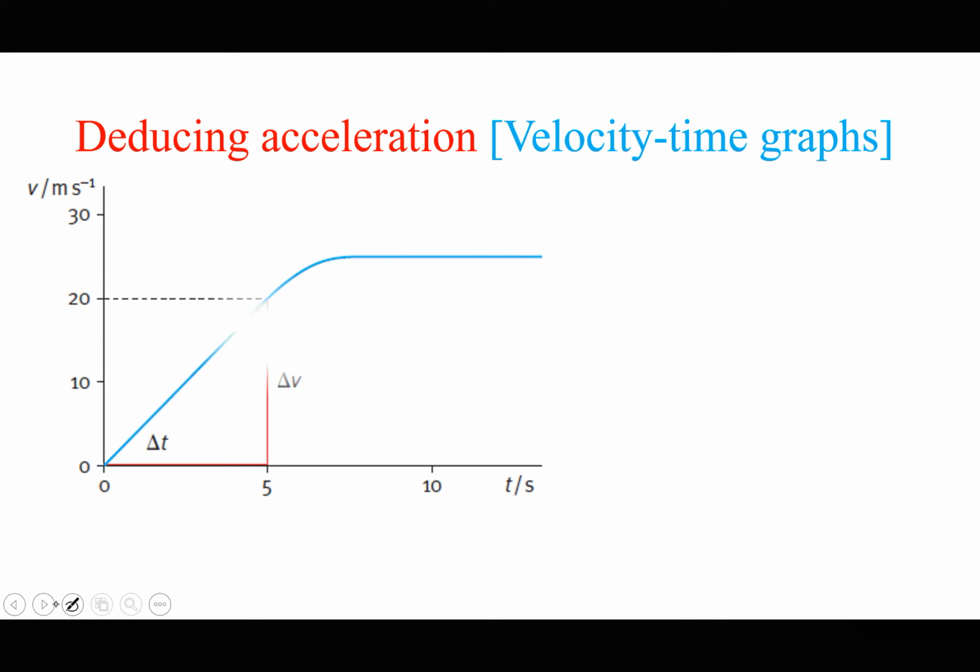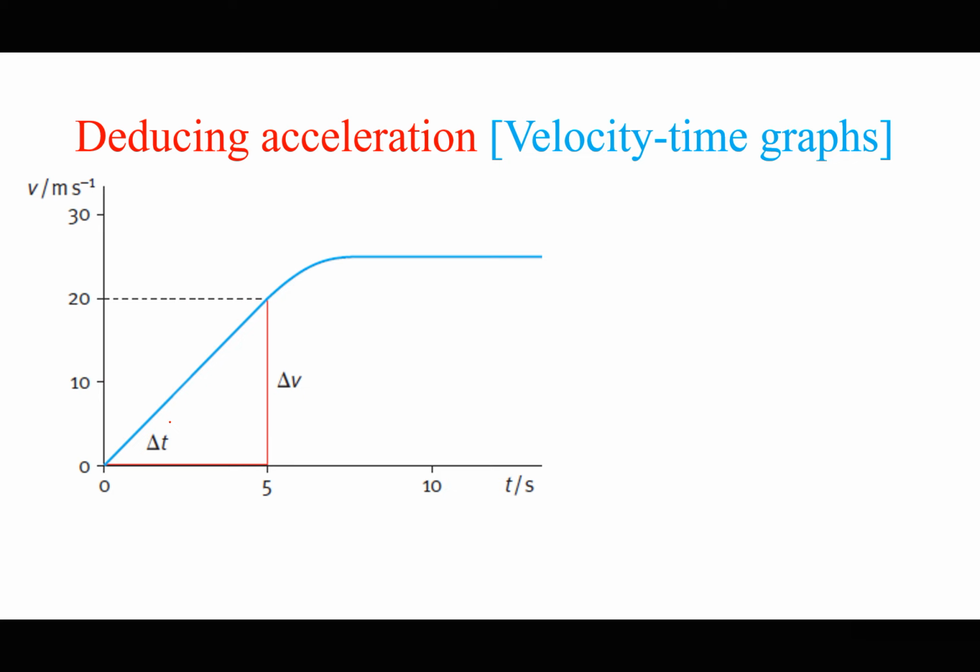We have already said that the acceleration is the gradient of a velocity time graph. So we should be able to deduce the acceleration from a velocity time graph by simply calculating this. And we have done this in IGCSE. If I have a graph like this one here, and I want to arrive at the acceleration, having known that acceleration is the gradient, then I should be able to find the gradient for this graph.